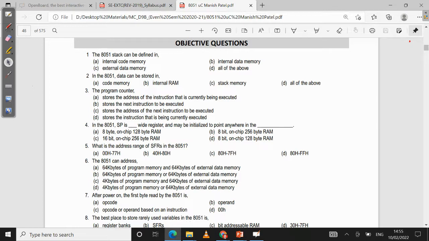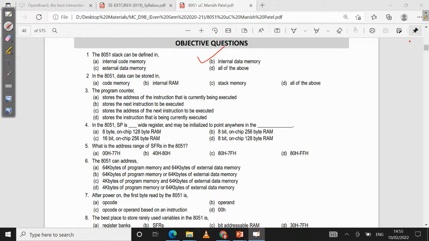8051 stack can be defined in stack memory. I have talked about the stack memory and the stack pointer. Yes, very good, very good. Internal data memory, very good.